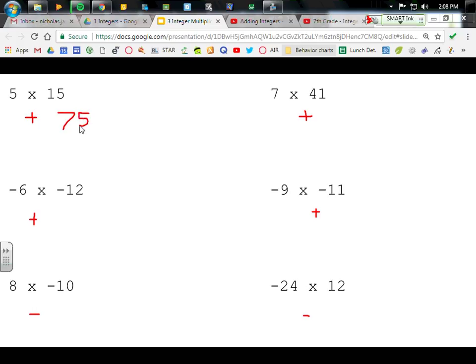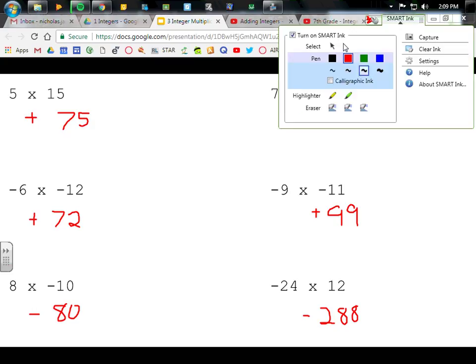So, 75, 287, 72, 99, 80, negative 80, and negative 288. All right? Seems pretty doable, right? I would agree.